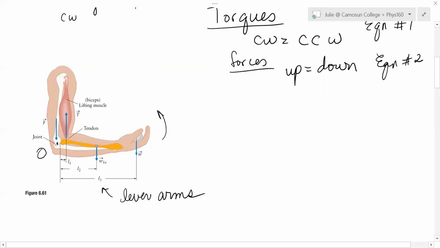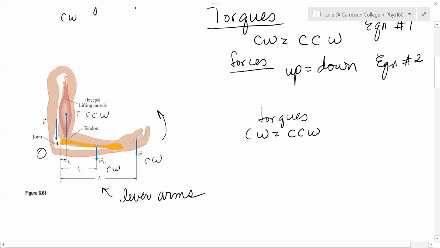Remember, you have to go from the axis to the force, axis to the force, axis to the force. This would be a clockwise torque. This would be a clockwise torque. But this, the tension in the bicep muscle, that would be a counterclockwise torque. And so you just write out clockwise equals counterclockwise for torques.